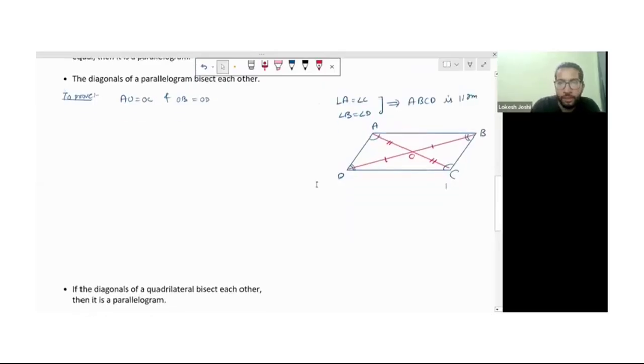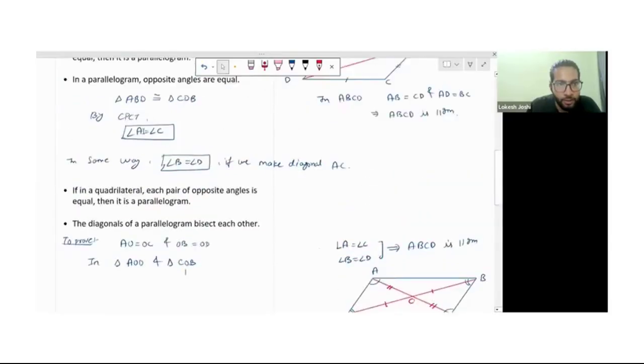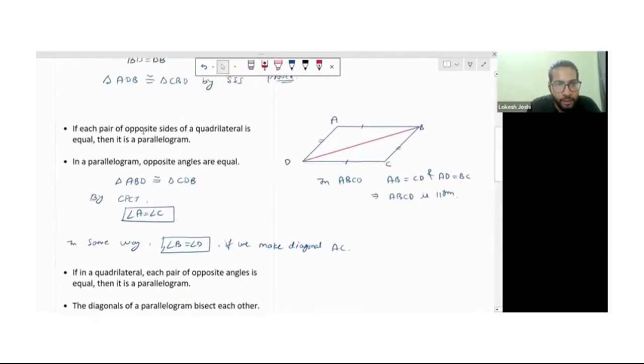Okay, now look there. We are considering the triangle AOD and the triangle COB. If we consider these two triangles, then how can we prove it? That's the question. So we should use some properties which we have already done.